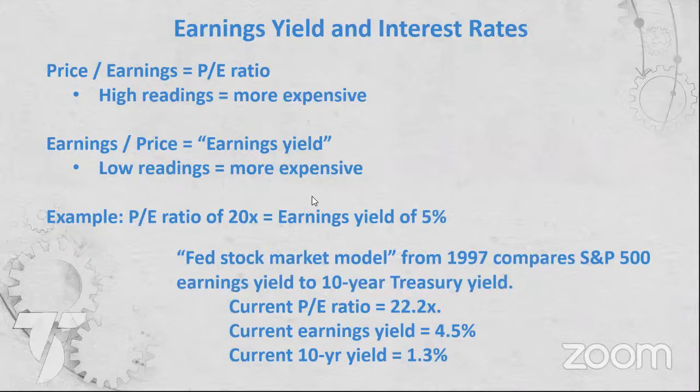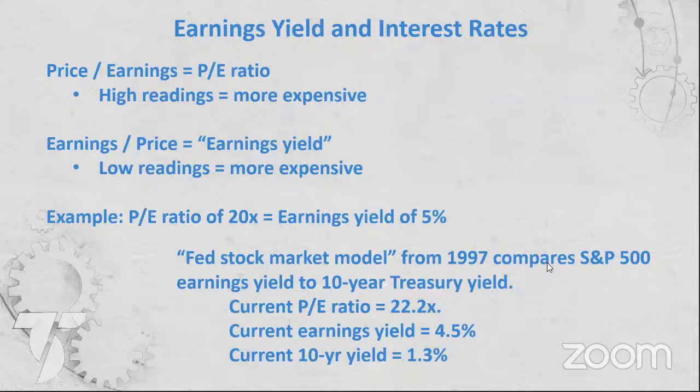For example, if a company has a low dividend yield, it basically means they don't give you a lot of dividend, which means the stock is expensive relative to its dividend. Bonds with low yields are relatively expensive. So the thing is that there's a concept called the Fed stock model, which goes back to a Federal Reserve paper in 1997.